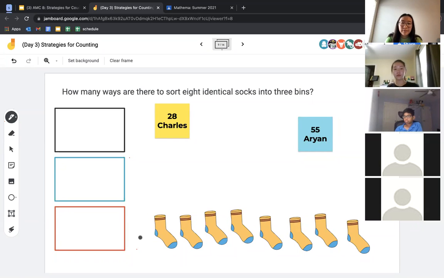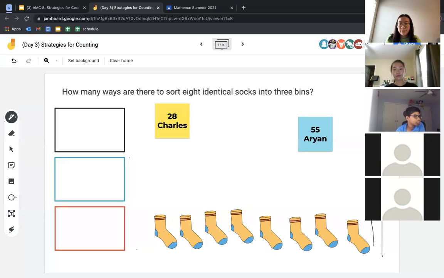Okay, so let's see. We have 8 socks, and we're trying to divide them into 3 groups. So how many dividers, how many sticks will we need here? Anyone? You can put in the chat. 2. You need to have 2. Yeah, exactly. So we're gonna have 2 sticks. We can just draw the sticks right here.